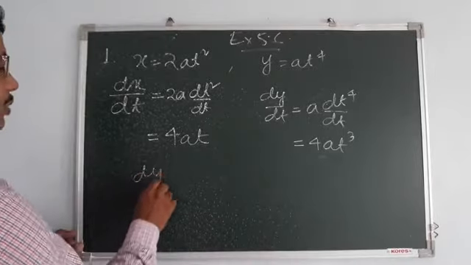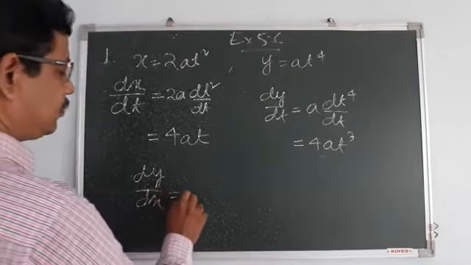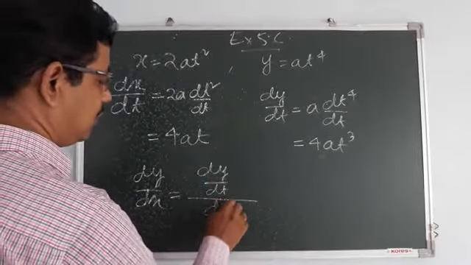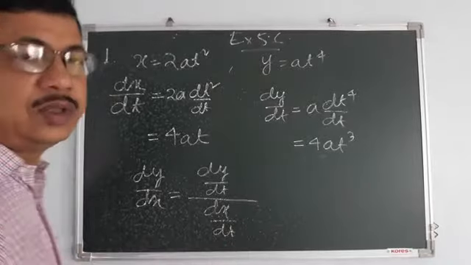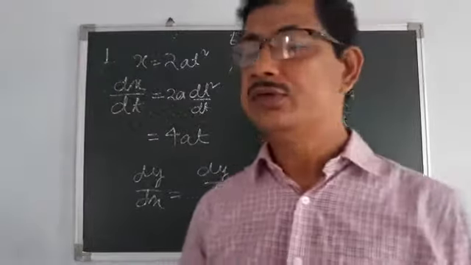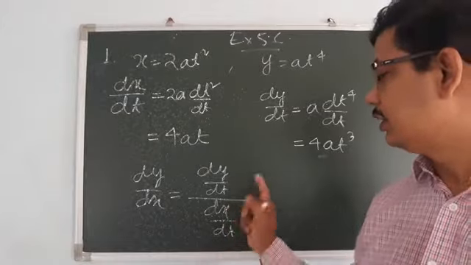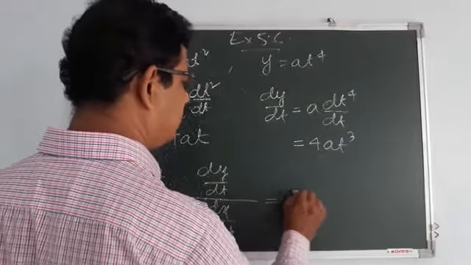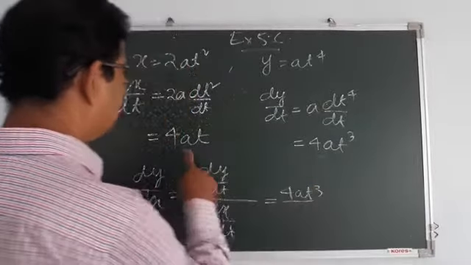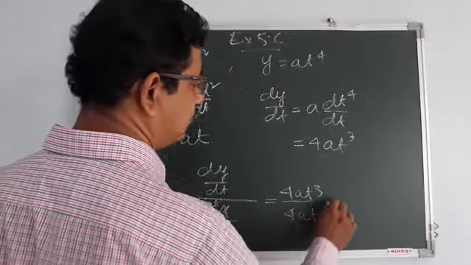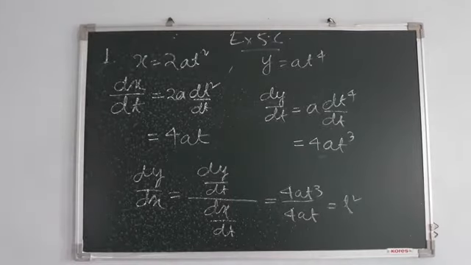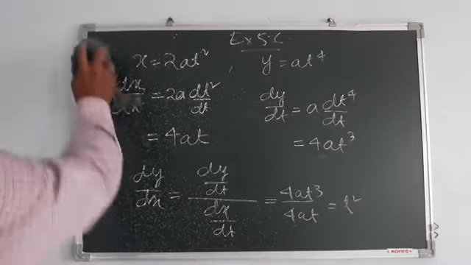Now dy by dx can be written as dy by dt divided by dx by dt. We are able to write this because you can think of dt cancelling, and again you get dy dx. Now dy dt is 4a t cube, and dx dt is 4a t. So our answer becomes t square. So dy dx is t square. So this is question number 1.